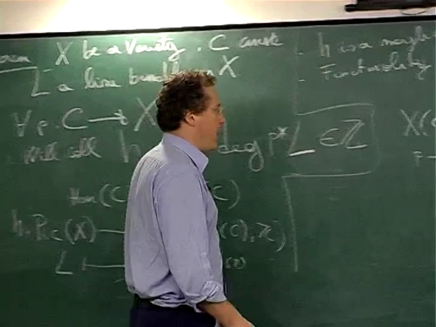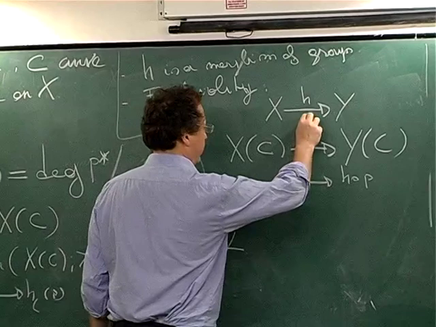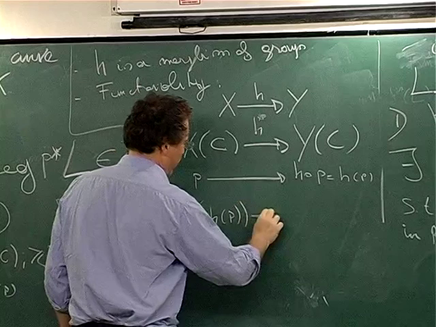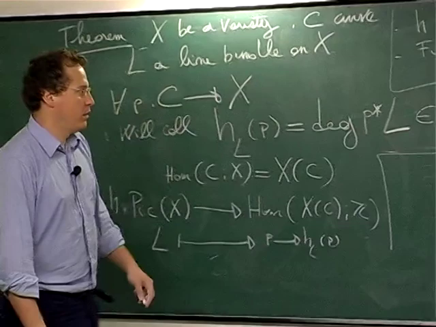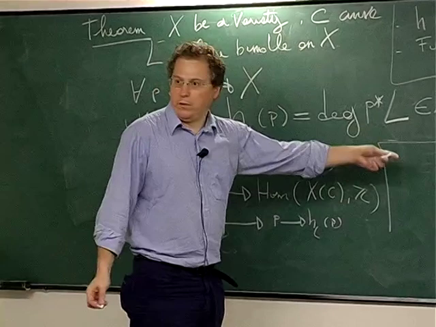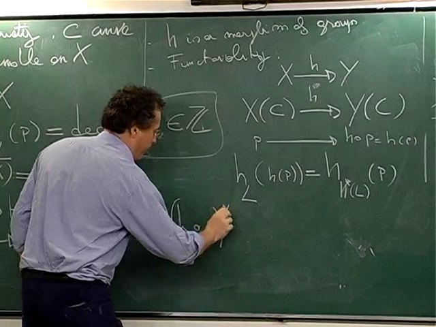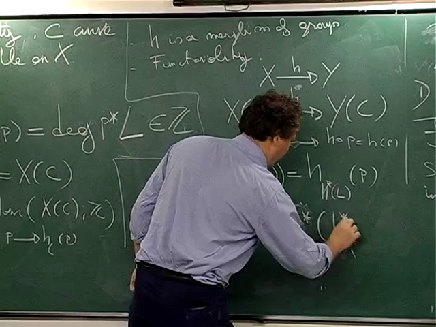And I have a map, and I have H_L. Call this h. Then H of h(P) is equal to H upper star of L at P. And I don't need to prove this. It's just the fact that h composed with P, upper star of L, is P upper star of h upper star of L. Just check.